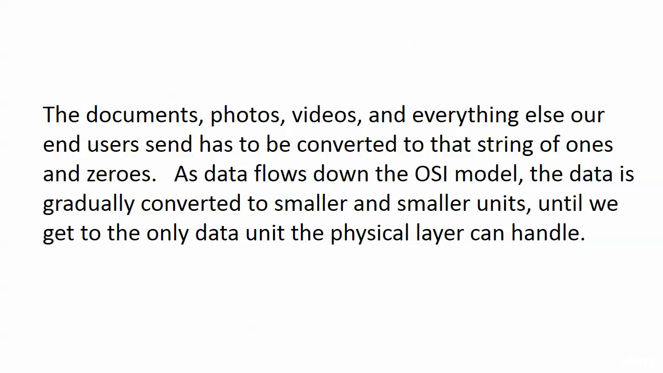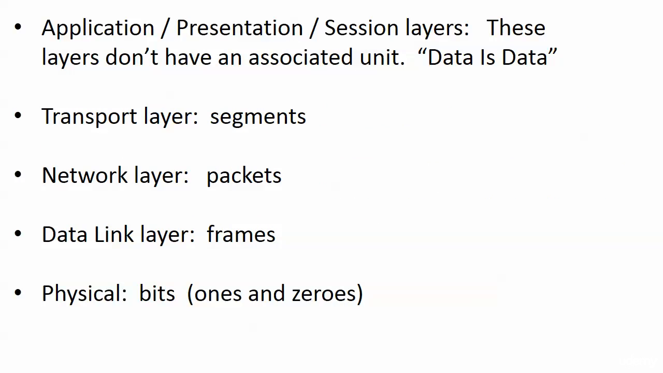Now, all of this stuff that our end users are inputting, whether it's documents, photos, or videos, it's got to be converted to that string of ones and zeros. And that's a pretty formidable task, and it's going to be done bit by bit by bit. You could say literally, because as data flows down that OSI model, the data is gradually converted to smaller and smaller units until we get to the only data unit the physical layer can handle, ones and zeros, right? So let's talk about that, because this is important for you to recognize on your exam as well. Because if they start talking about segments, packets, frames, or bits, you're expected to know at which OSI layer those are going to be found.